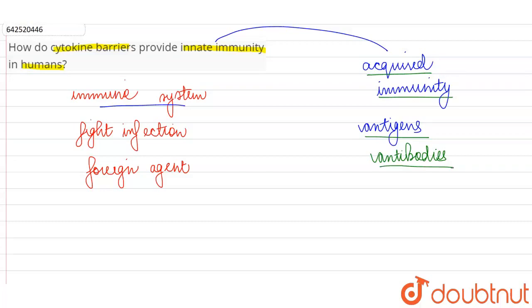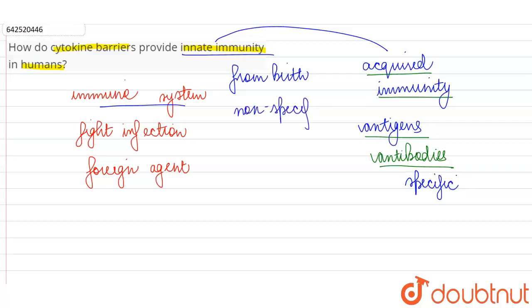But there is another kind of immunity called innate immunity, which is present from the time of birth, because it is not for a specific antigen. It is a non-specific type of immunity to generally protect our body from antigens. So these cytokine barriers come under innate immunity itself, and these are particularly involved in protecting us from the viral pathogens or the viruses.